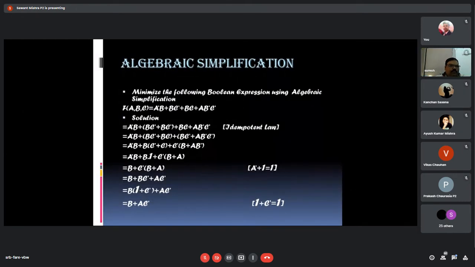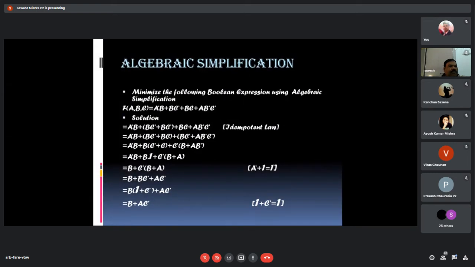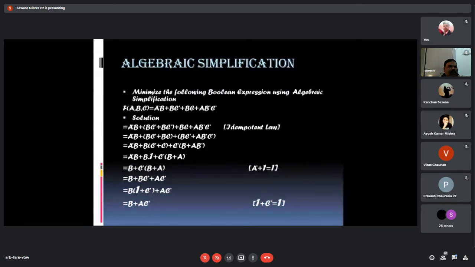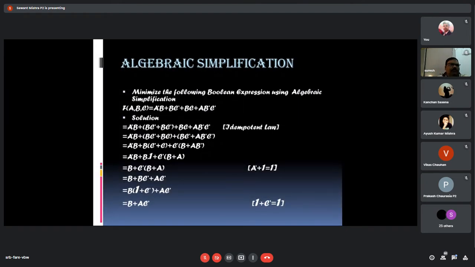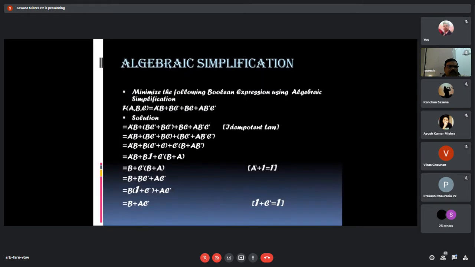Now we go to the next step, a dash b plus bc dash plus bc. Here we take the bc dash with bc, and the other bc dash is with ab dash c dash. Now we go to the third step, a dash b plus, here we take b common in bc dash plus bc, so it remains in bracket c dash plus c, plus here we take c dash common in the next expression, so it remains b plus ab dash.